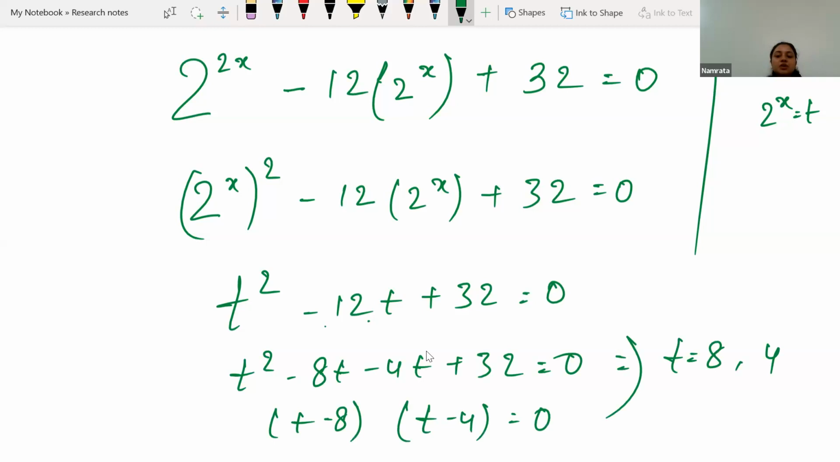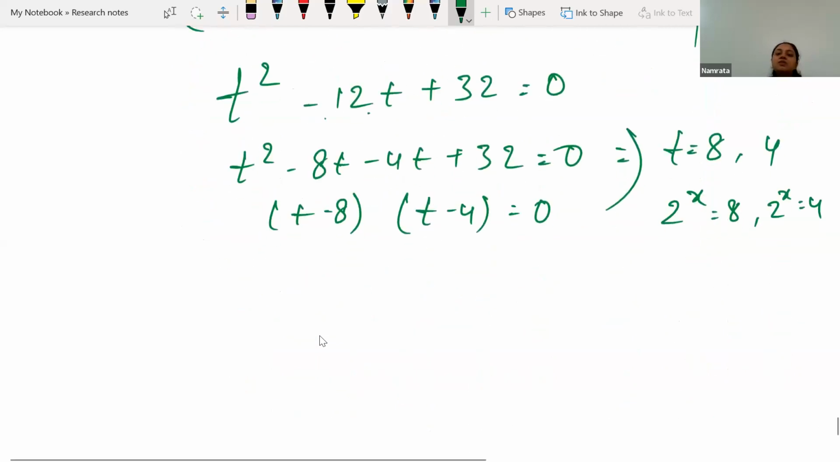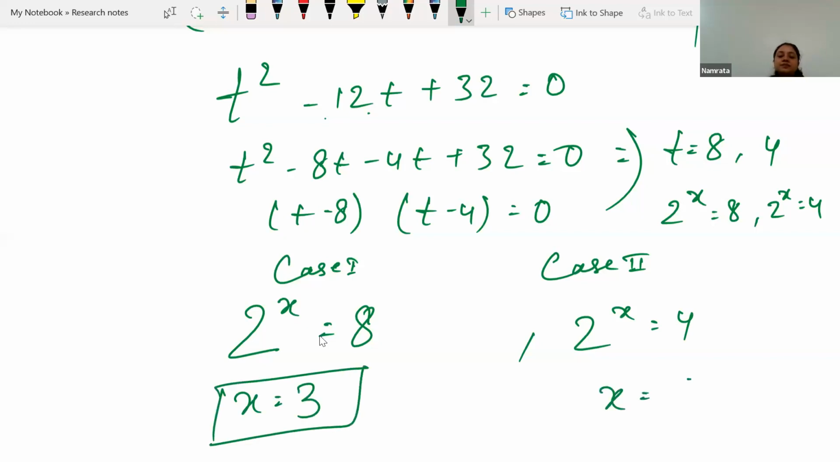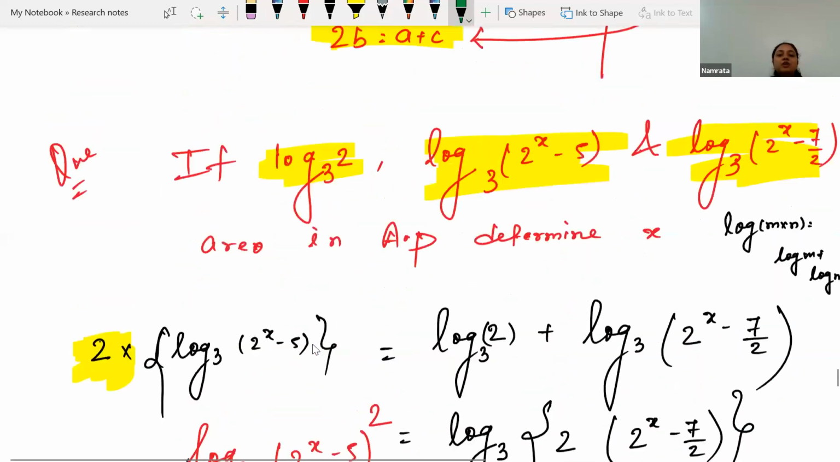Yes, ma'am. t means what? 2 to the power x is 8 and 2 to the power x is 4. So we can find the x value. You have done the exponents and powers chapter, right, Lina? What will be the value of x from the first case? And what will be the value of x from the second case? Please tell me quickly. x is 3, perfect. Next one, x is 2, perfect.